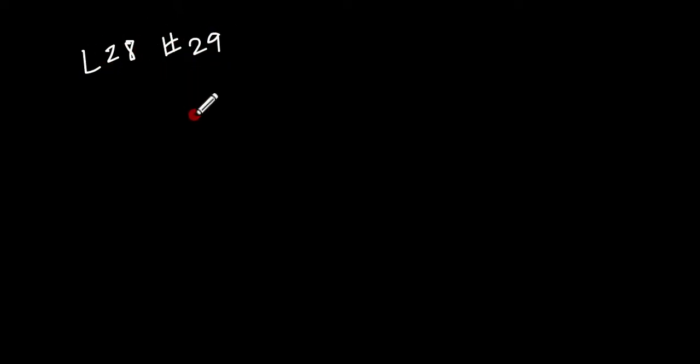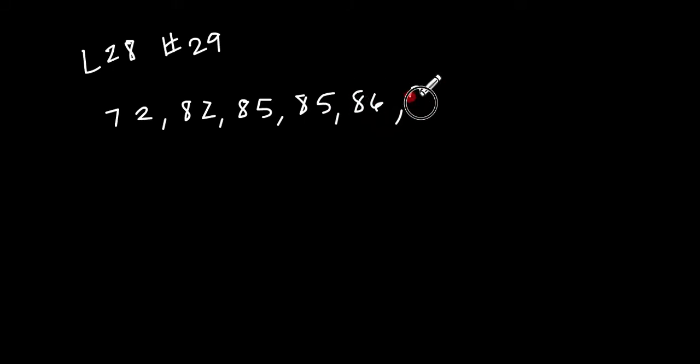So this one is a list of test scores. The first thing you're going to do is take your test scores and put them in order. So we have 72, 82, 85, 85, 86, 92, 97, and 100. Make sure you count that you have the same amount. 1, 2, 3, 4, 5, 6, 7, 8. So I have 8. Make sure you don't miss any.